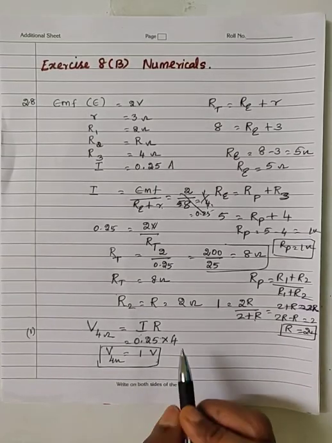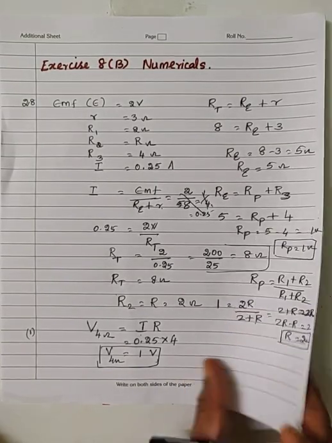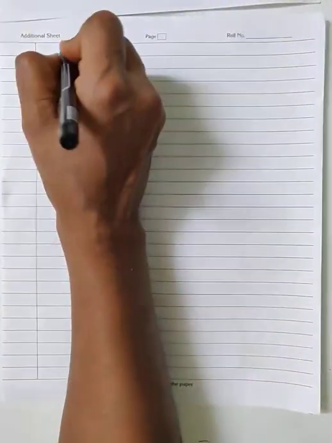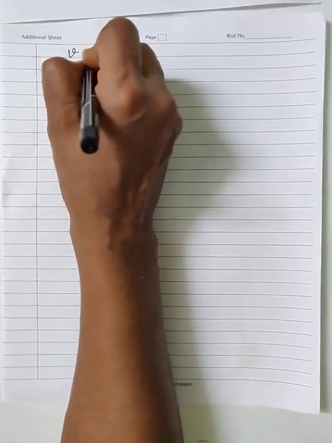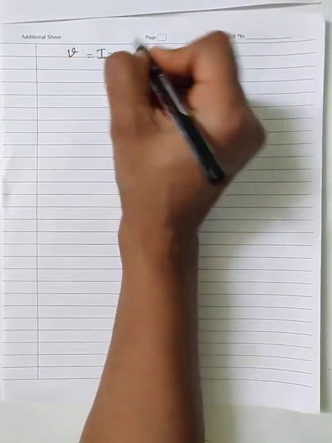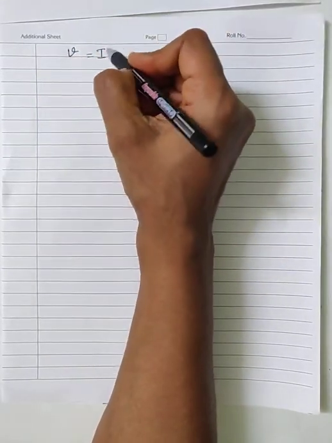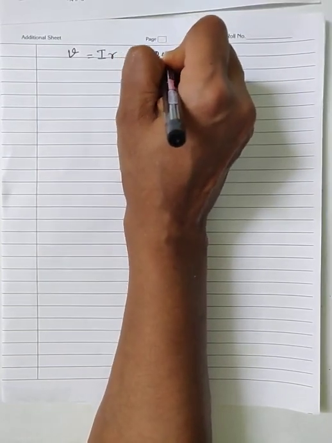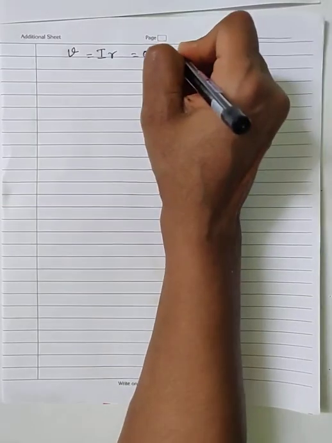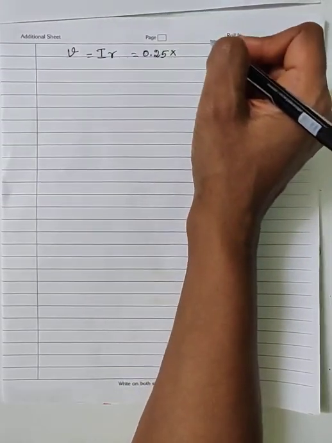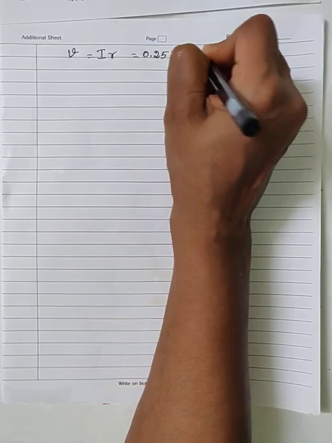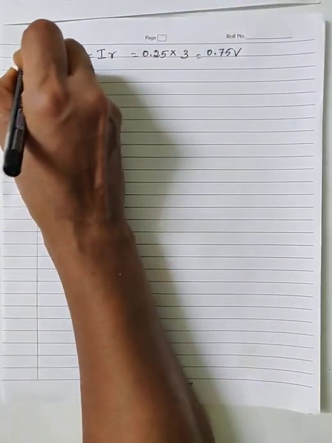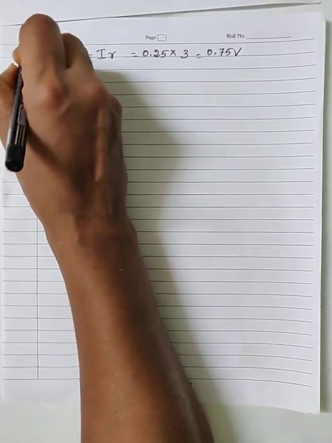Next, the potential difference across the internal resistance of the cell. The potential difference across the internal resistance of the cell is represented by the symbol small v, which is equal to I into r. The potential drop is equal to I into small r, where I represents the current drawn from the cell, which is given in the question as 0.25 ampere. The value of the internal resistance is given as 3 ohm, which is equal to 0.75 volt. This is the answer for the second question, B question.